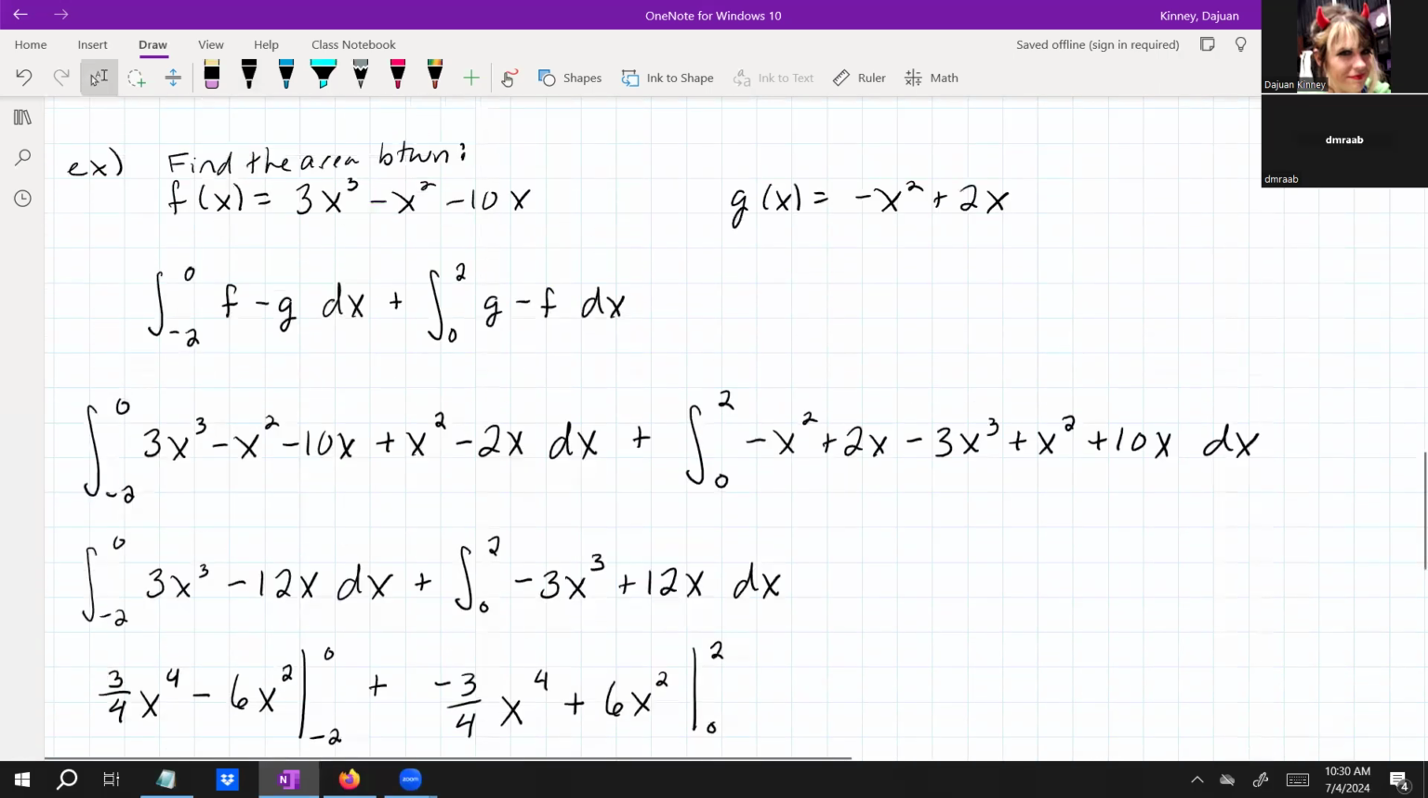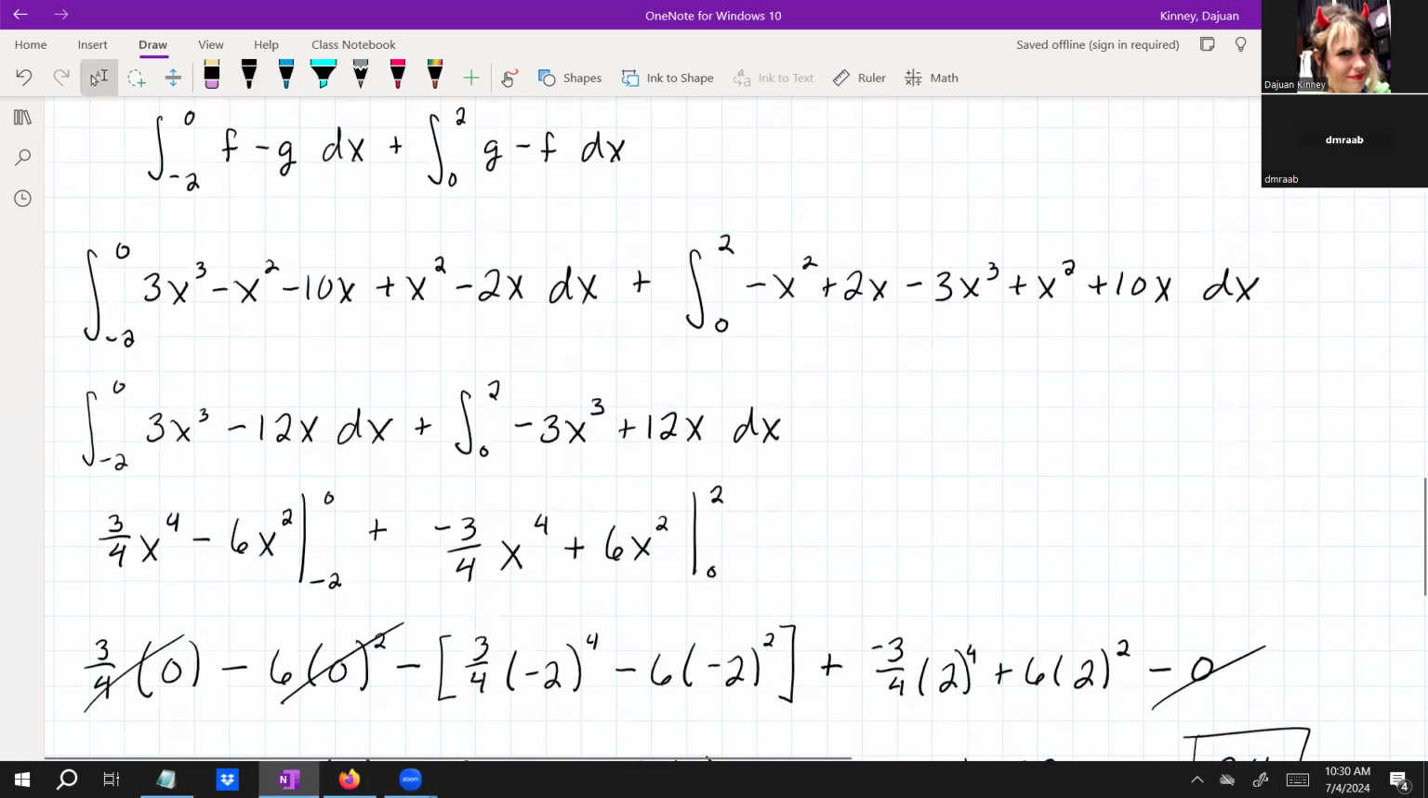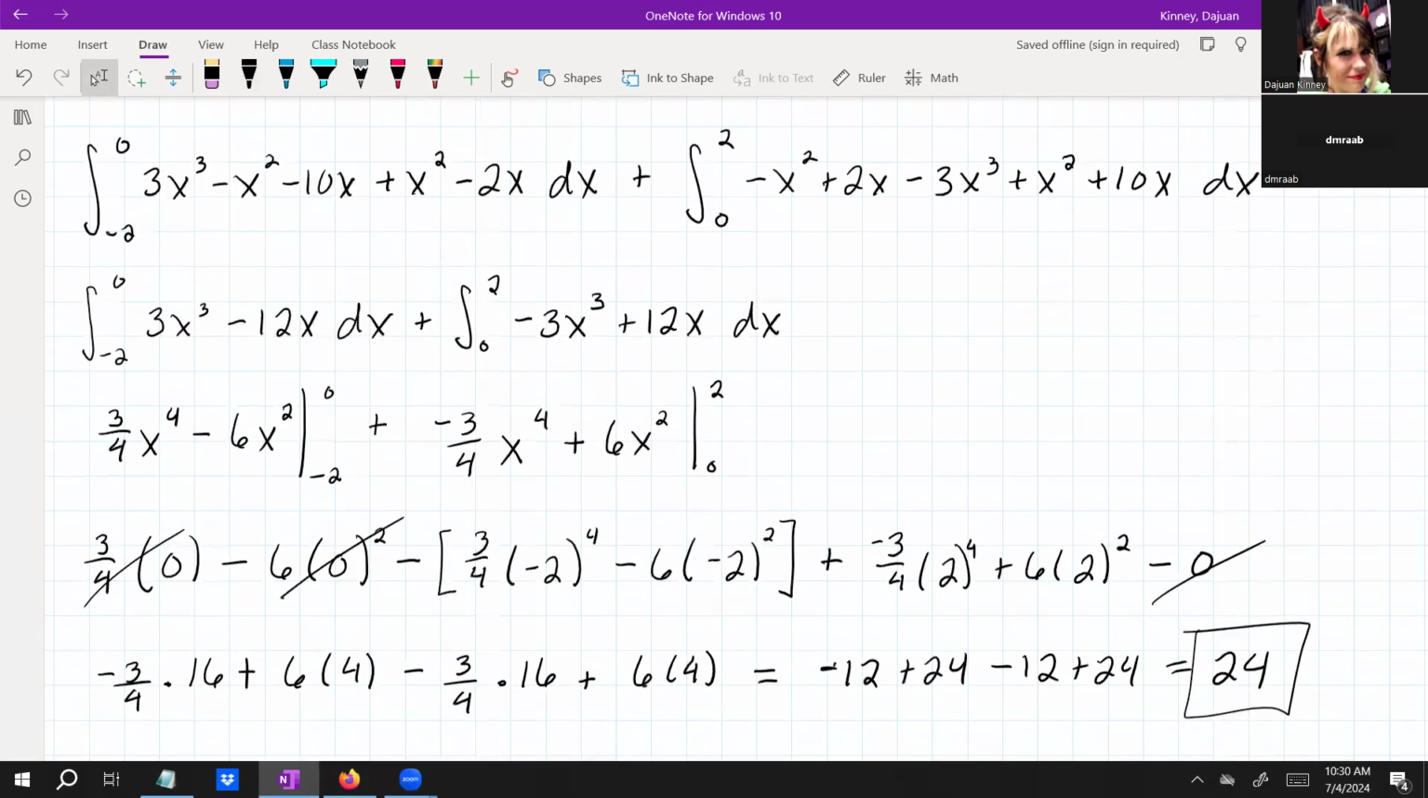Honestly, the hardest part is the graph, and I don't have that picture up here. So use your tools, figure out how to graph it the best you can. Note which function's on top. If you get out a negative answer, you know you've done something wrong, something blew up on you. So that is that. We are done with chapter 5.